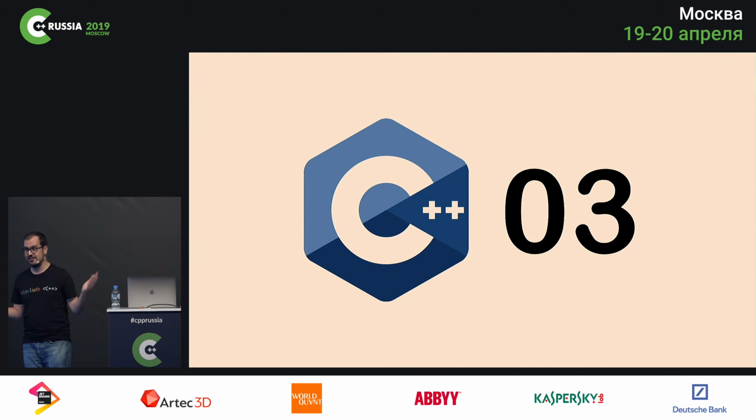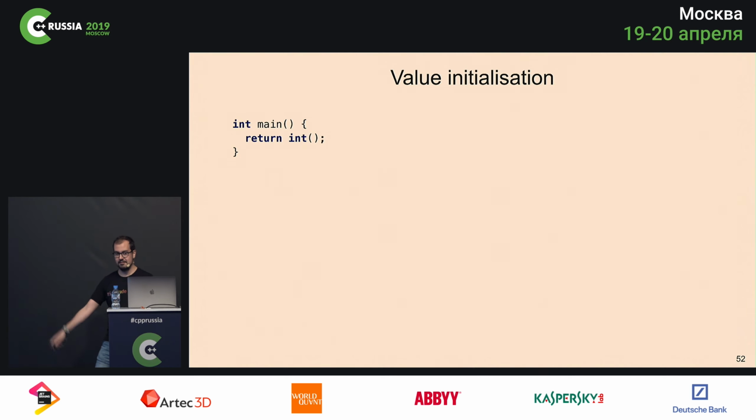No? OK, I can tell you one. C++03 introduced a new way of initializing stuff. It's called value initialization. And it's what you get if you have paren paren with nothing inside. So C++03 introduced a new way of initializing objects. Value initialization, what does it do?